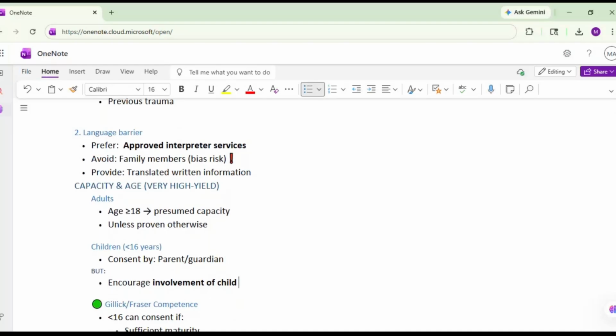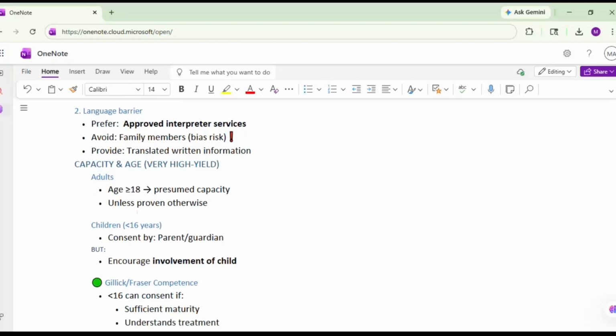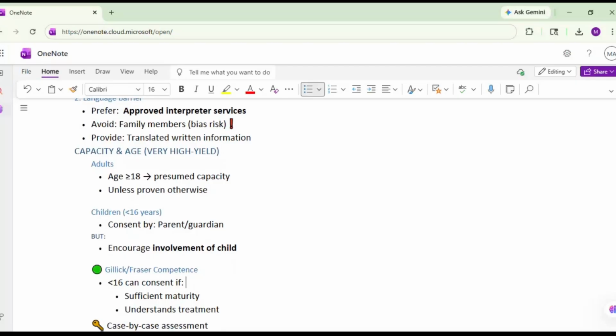Now coming to capacity and age, this is also very important. In adults, that is age 18 years or more, we presume there is mental capacity to think and give consent. Unless proven otherwise, at 18 or above there is presumed capacity. If the child is below 16 years of age, consent will be given by the parent or guardian, but we have to encourage the involvement of the child also.